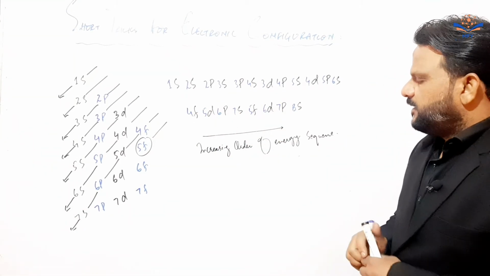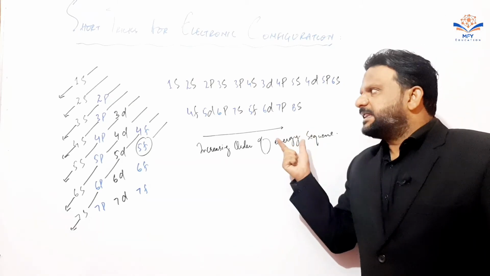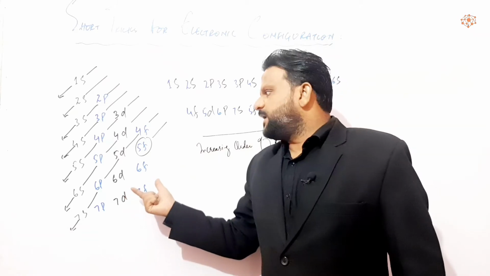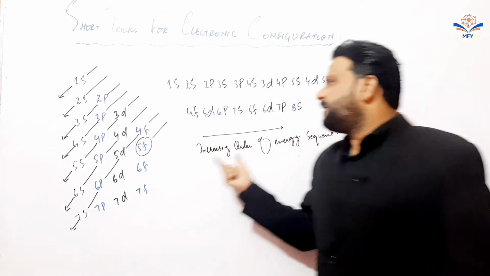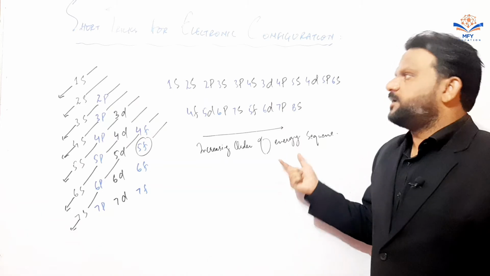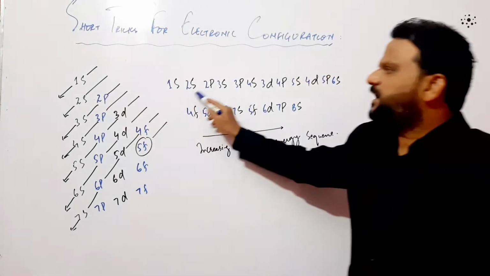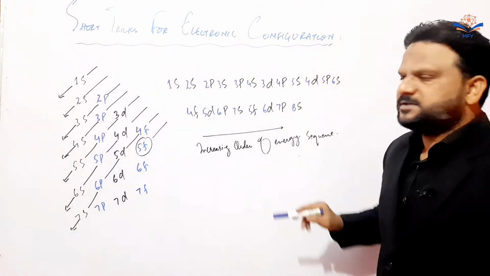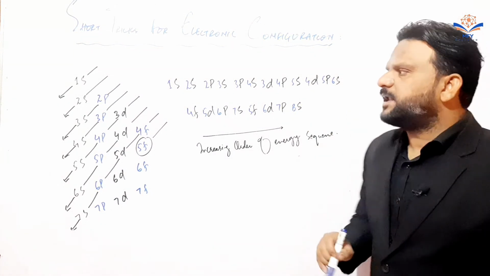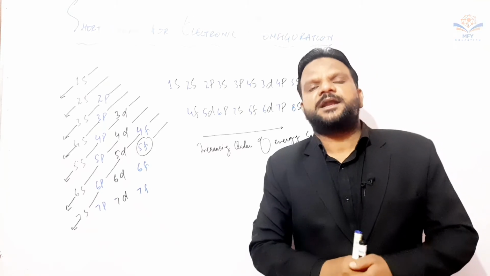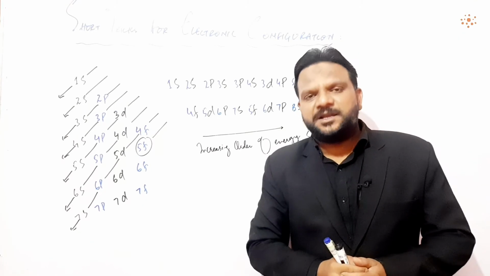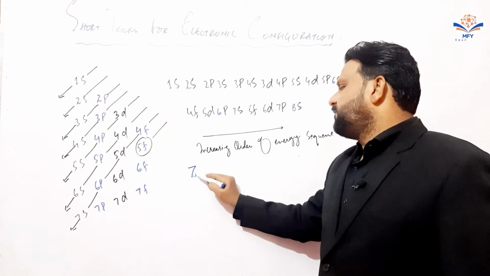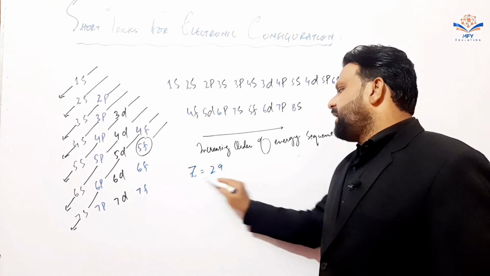If we compare this shortcut trick with the Aufbau principle, you can see both have the same increasing order: 1s, 2s, 2p, 3s, 3p, 4s, 3d, 4p, 5s. Using this trick, you can find the electronic configuration of an element from the given atomic number, for example Z equals 29.